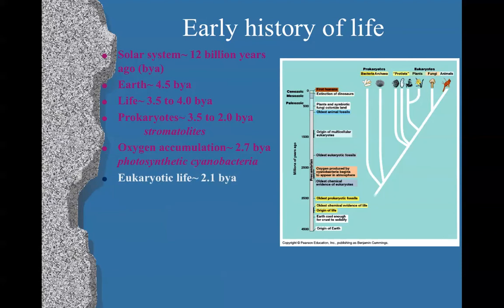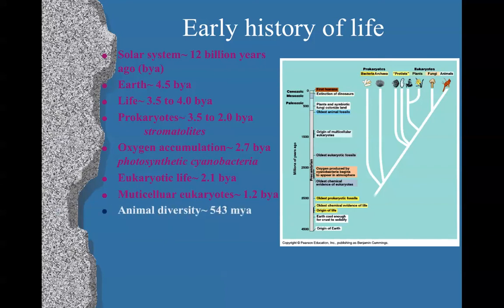Eukaryotic life starts to form about 2.1 billion years ago, and until about 1 billion years later, they pretty much just lived independently of other cells. But around 1.2 billion years ago, you start to have multicellular eukaryotes. And the idea is that those single-celled eukaryotes started to come together and form colonies, and these colonies eventually began to form multicellular life. Animals start to come onto the scene about 500 million years ago.